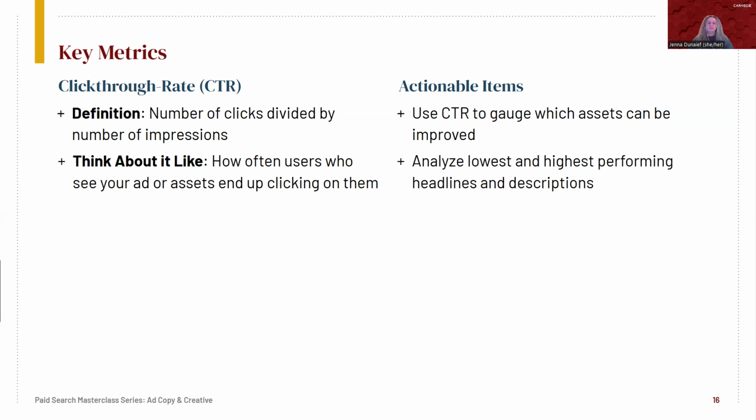So, a few actionable items, a few ways that we can use click-through rate. Because click-through rate is available at multiple levels, we can use it to gauge which assets are performing well and which can be improved. Along a similar line, we can look at ads with the highest click-through rate and analyze which headlines and descriptions are performing well to see what kind of ad copy users are interacting with the most, and vice versa. We can use a similar tactic to see what isn't resonating with users.